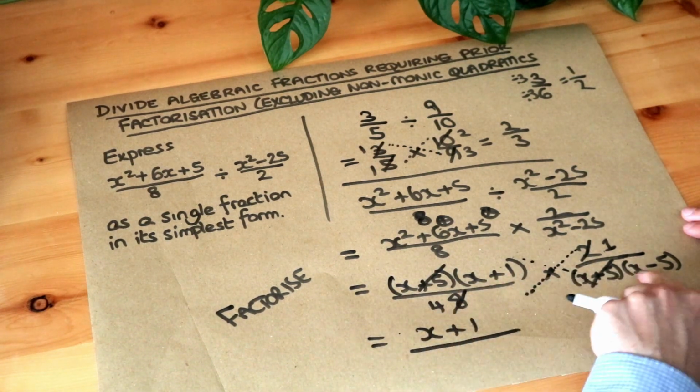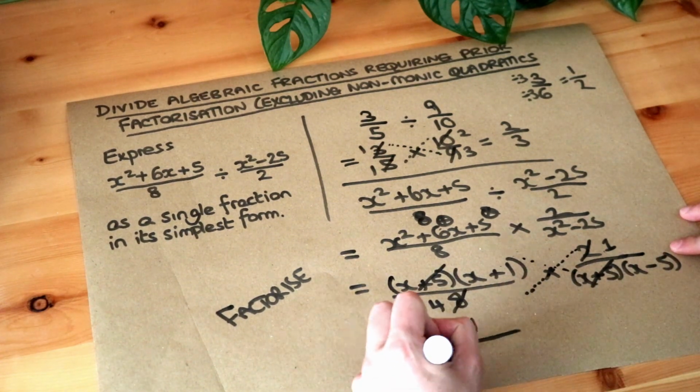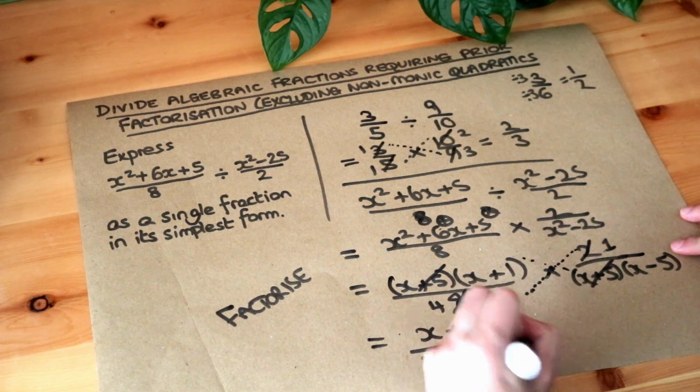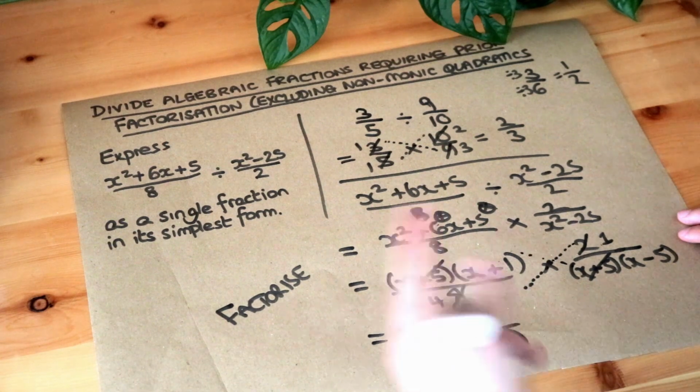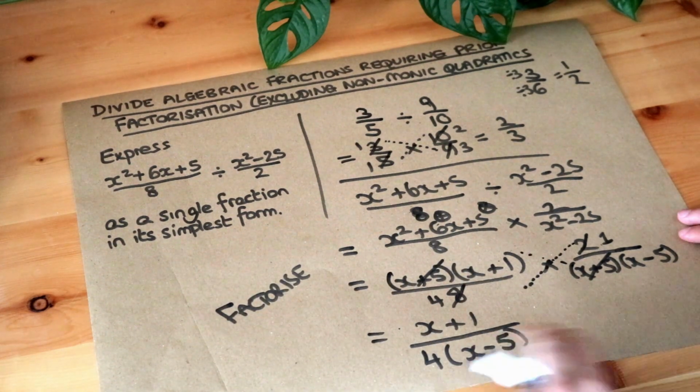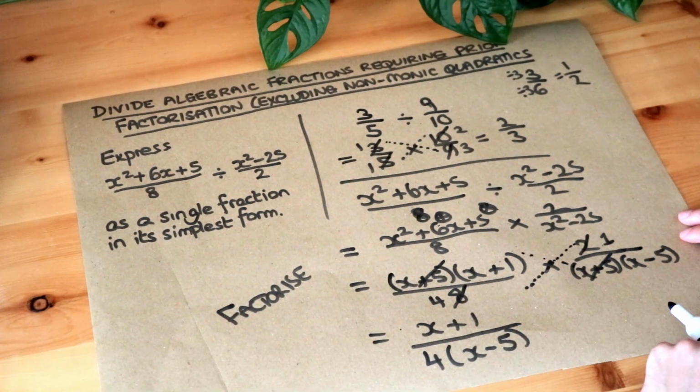And then we've got 4 times x minus 5. You could just write 4 brackets x minus 5. That means 4 times x minus 5. Now you could expand that if you want, but in factorised form it's just as simple as expanded form. So there's no reason to expand that out, and that is the final answer.